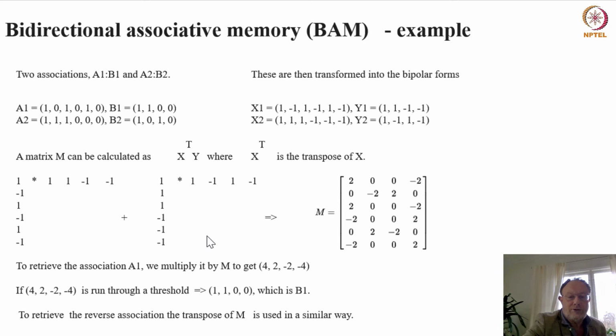When you want to retrieve a pattern, in this case the second part, B, you can multiply by the vector and get the other part back. And if you want to do the opposite, you can use the transpose of this matrix. There are no details here, sorry for that, but it's just to give you a feeling for how this retrieval can be done, and also the fact that you can have association between totally different structures.